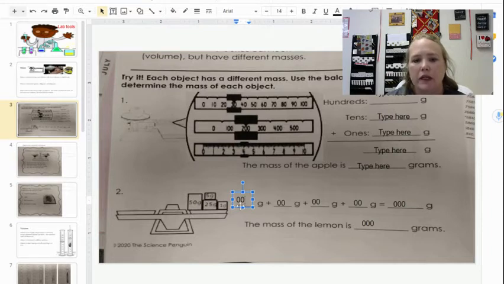So we'd put 50 and then 25 and then 5 and then 1, and we'd get our total, and then you'd fill in these triple zeros also right here with the same mass. Okay, so we're writing our answer right here, and then we're also completing the sentence with our answer. Make sure you're not leaving those blank.